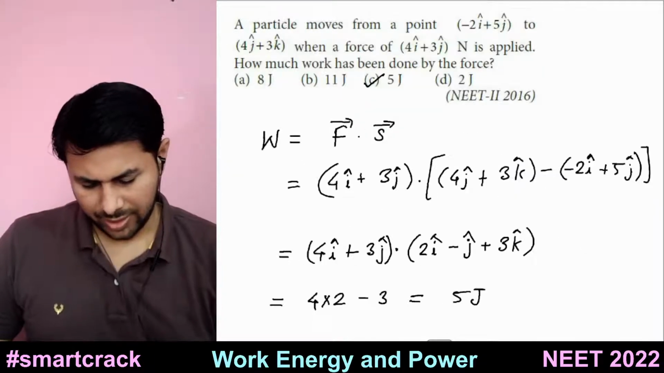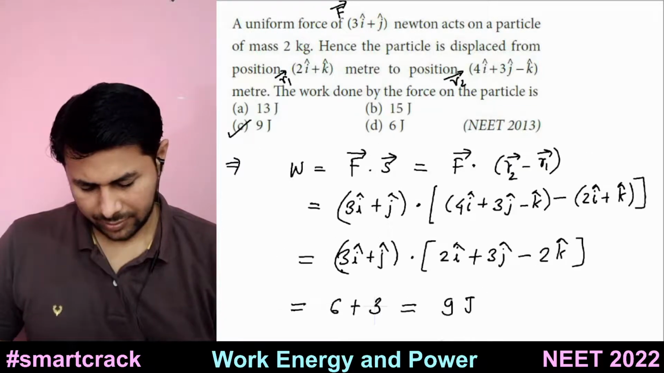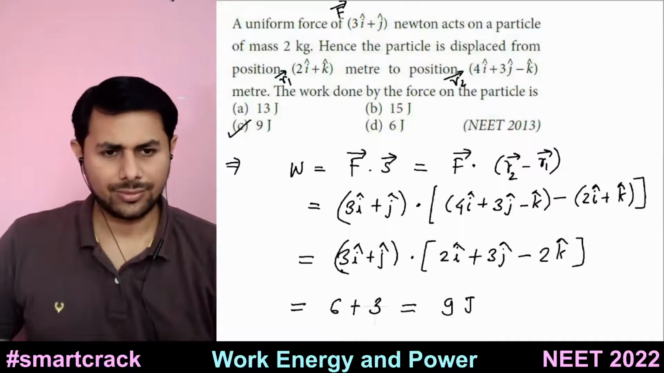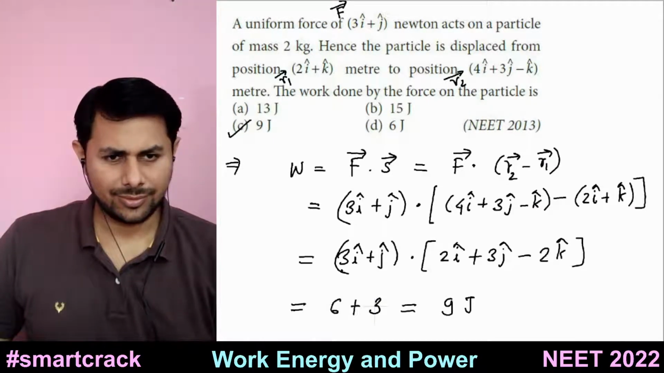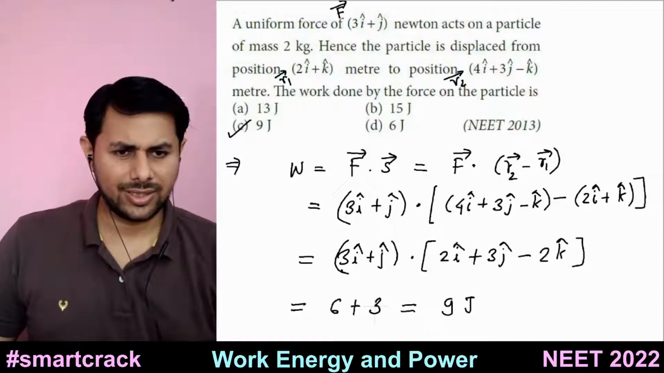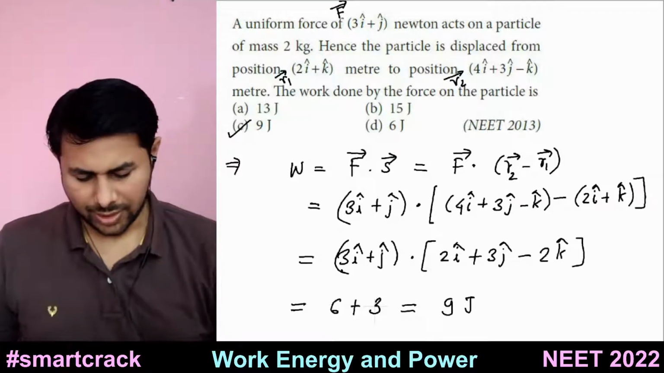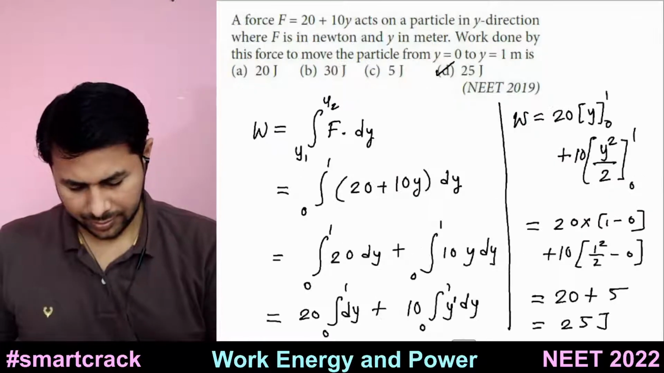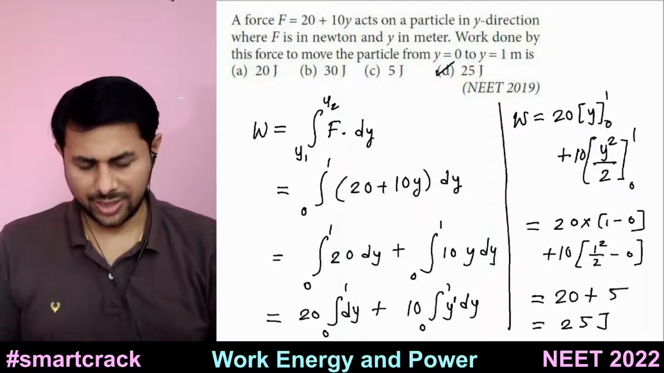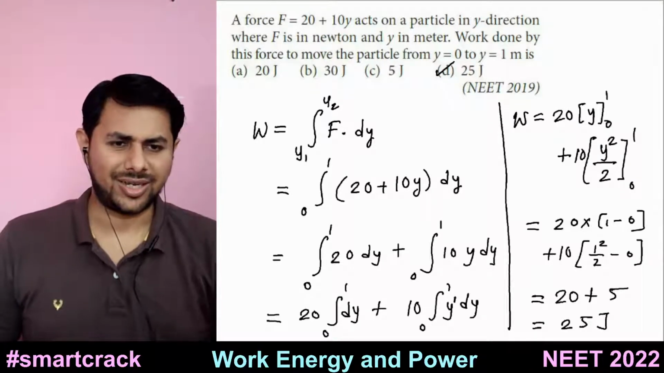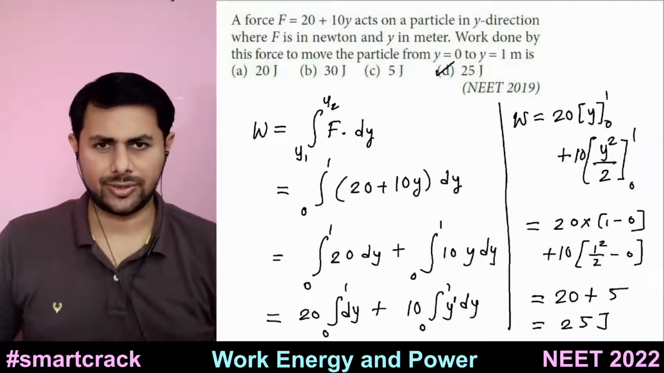Or when did you comment? 30, 30 J, 30 joule. You want to say? There is no 30 joule. No, it's 25 joules. Okay, in this question itself. Yeah, it's okay. It's 25 joules. All right.